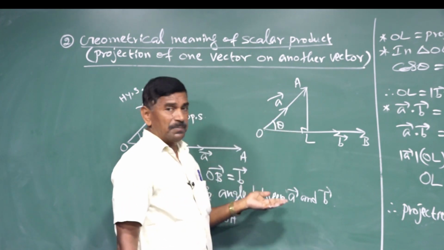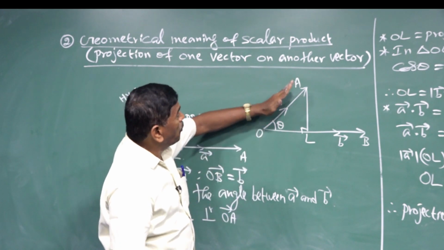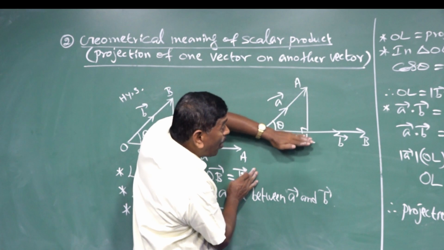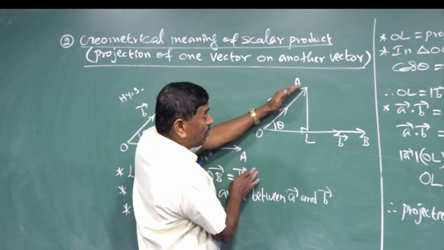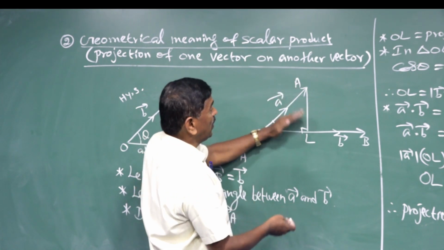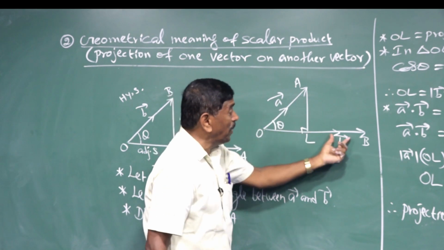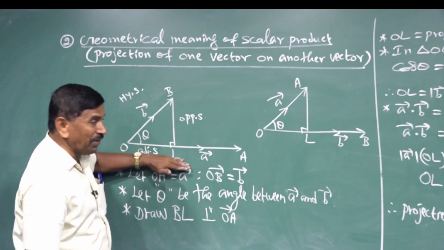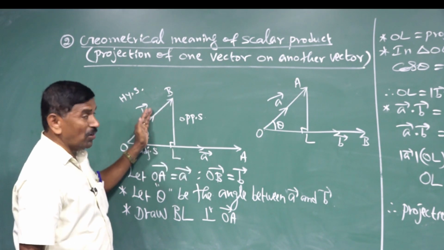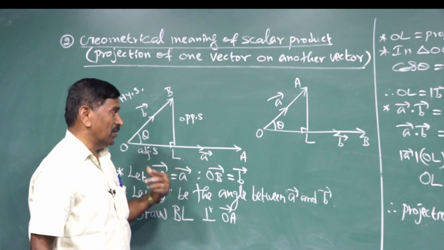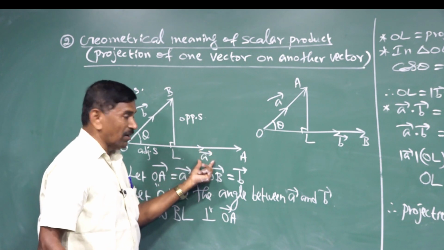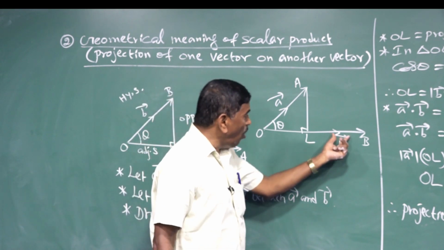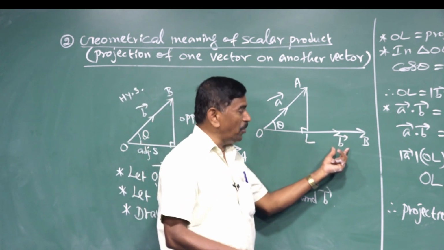In a similar way, in this diagram, listen carefully, projection of a vector on b vector is equal to a vector dot b vector divided by modulus b vector. Projection of b vector on a vector is equal to a vector dot b vector divided by modulus a vector. So on a vector means the denominator is modulus a vector. Here on b vector means the denominator is modulus b vector.